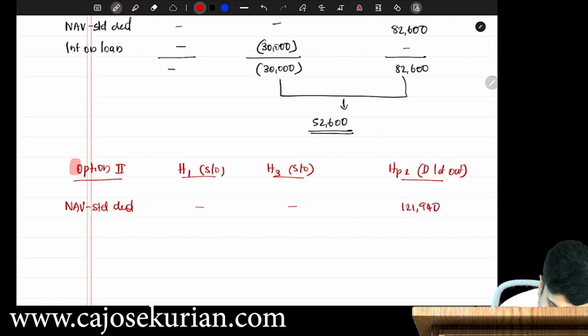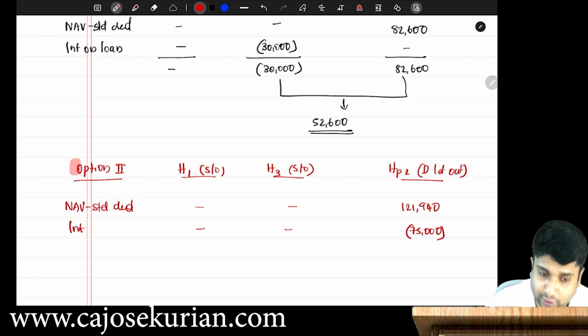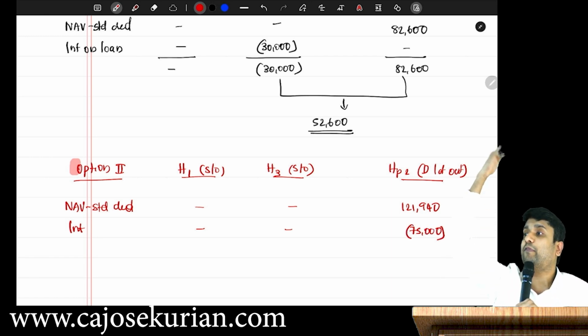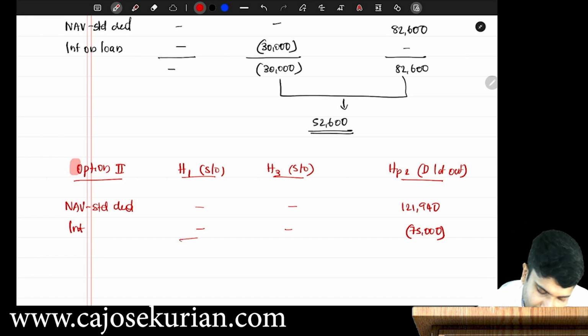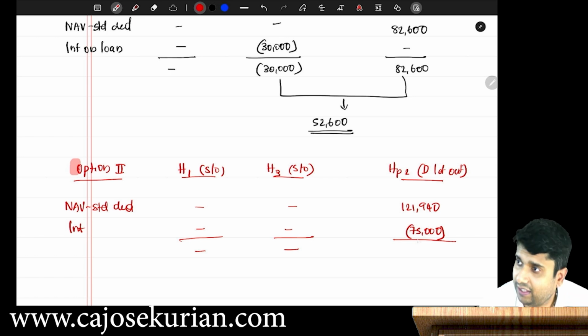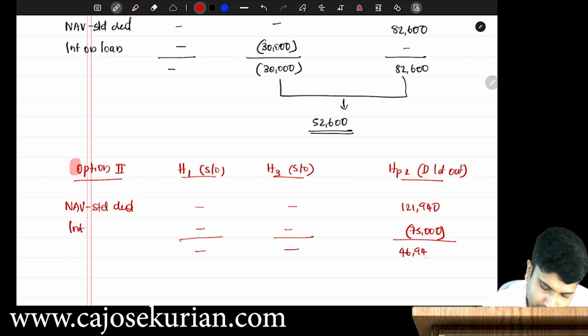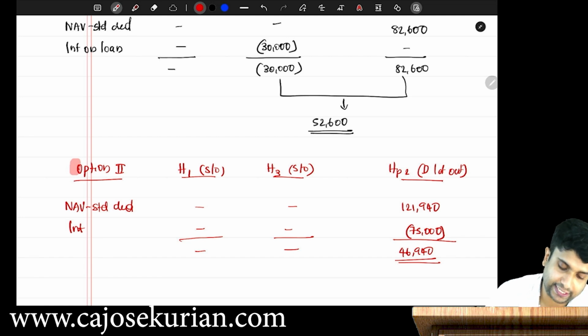121,940. Now friends, from this we will deduct the interest. House 1 no interest. House 3 no interest. House 2 you can deduct that entire 75,000. Why? Because for a let out or deemed let out property, there is no ceiling limit for the interest. Are you with me? Now can you tell me how much is the figures? 1 nil, and this will be 46,940. So this is the income in option number 2.